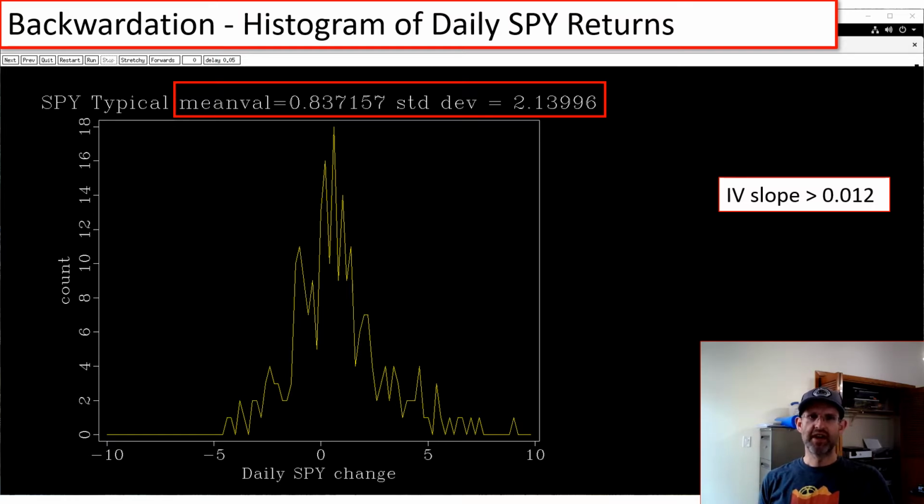Here's a histogram of the daily price change in the SPY, the daily return in the SPY, from days when the IV slope was greater than the magic number of 0.012. The expected daily return is plus 84 cents. It's pretty good. The outliers are mostly to the upside. The standard deviation is $2.14, and in general, this is a good time to be long SPY.